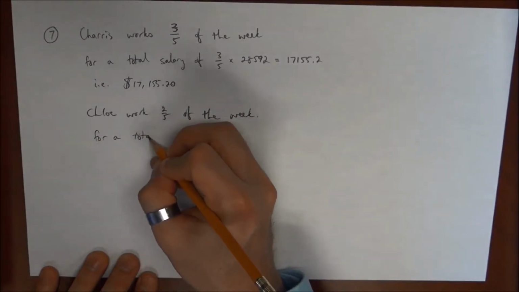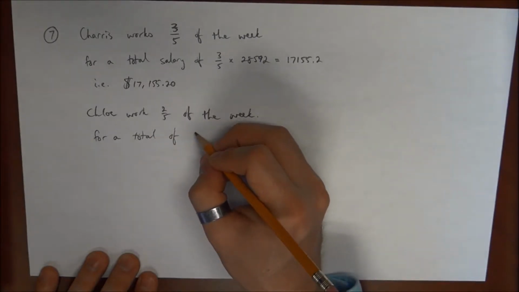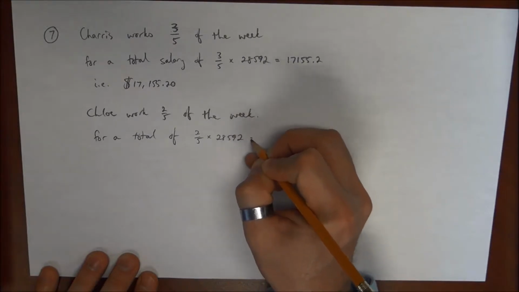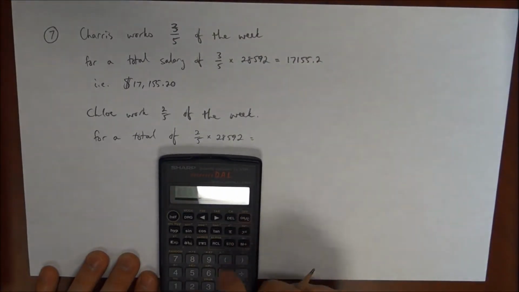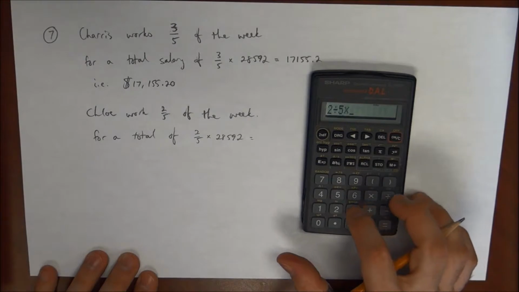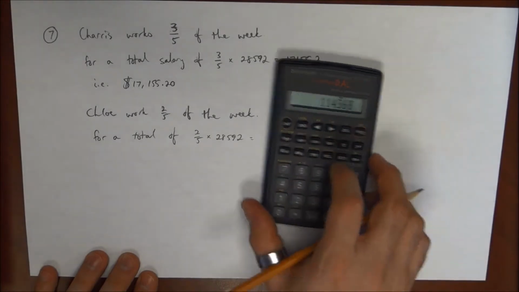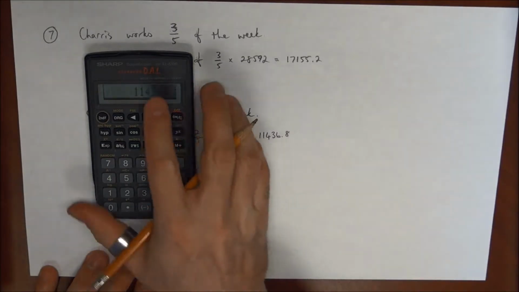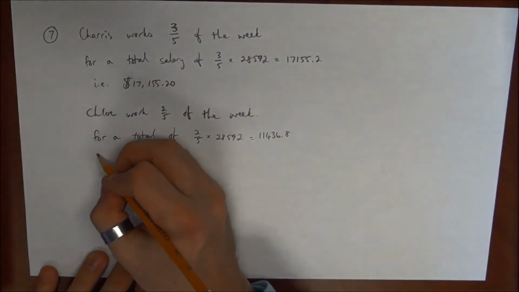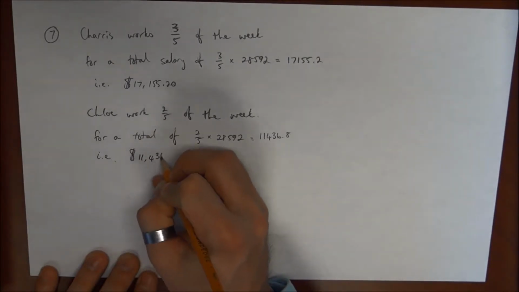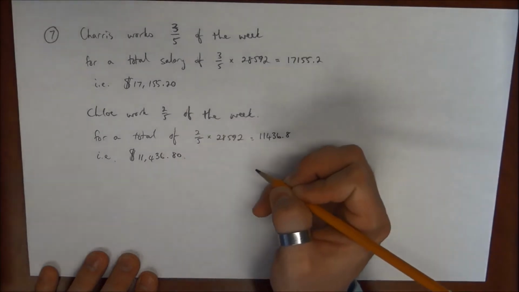for a total of 2/5 times 28,592. Let's do it over here, 2/5 times 28592, which is 11436.8. So for a total of $11,436.80.